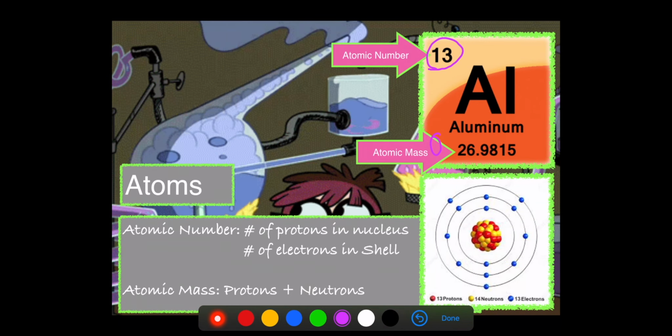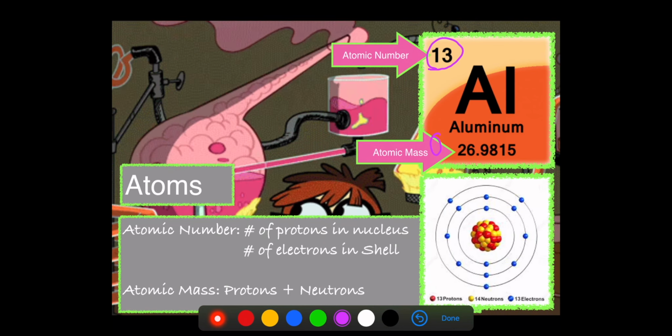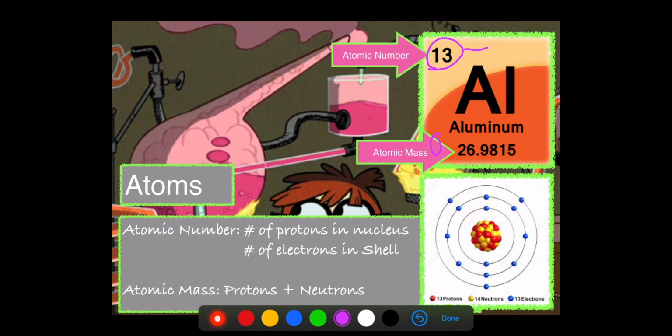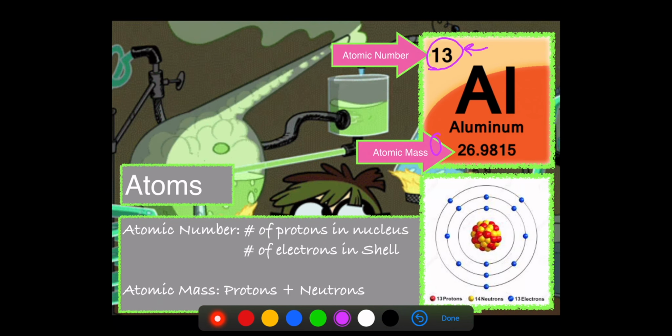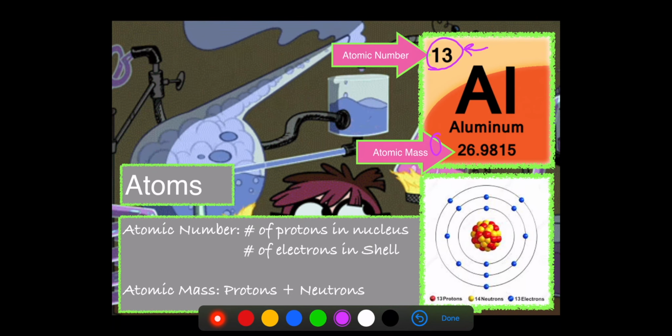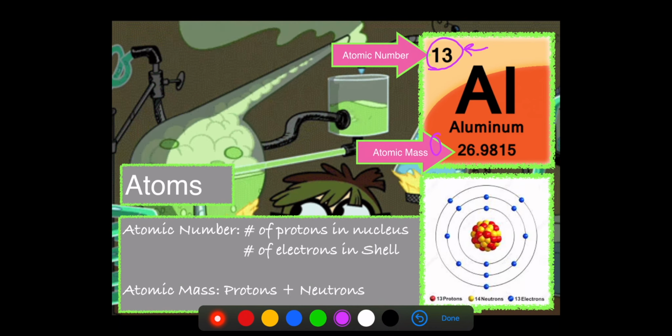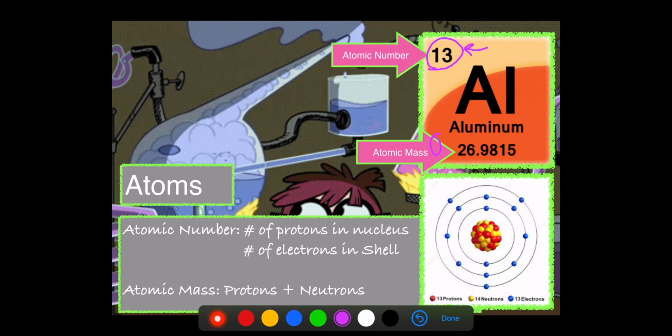And it tells you how many protons are in the nucleus. So aluminum has 13 protons in the nucleus. Now remember, you also have the same number of electrons. So aluminum also has 13 electrons. It can get a little confusing, so that's why we're going to practice this week.